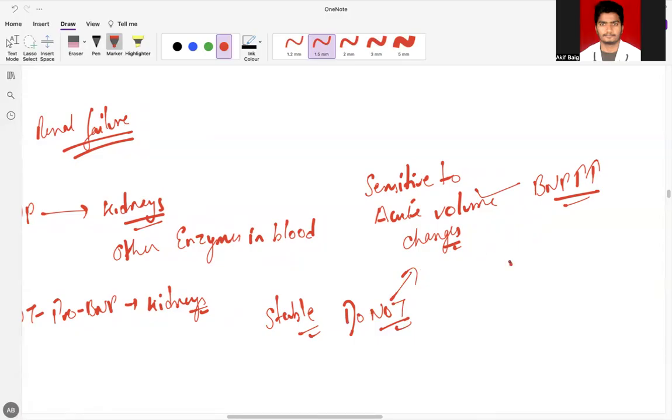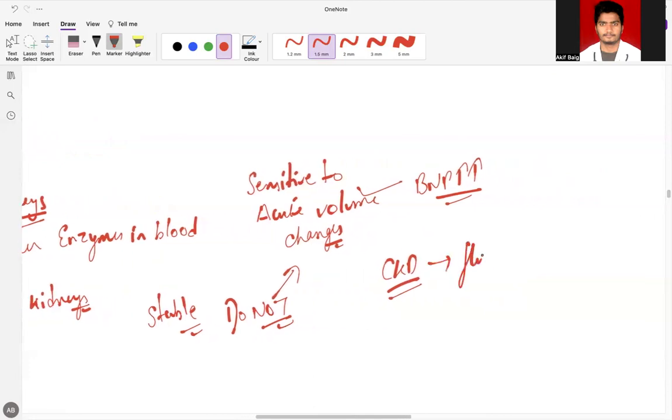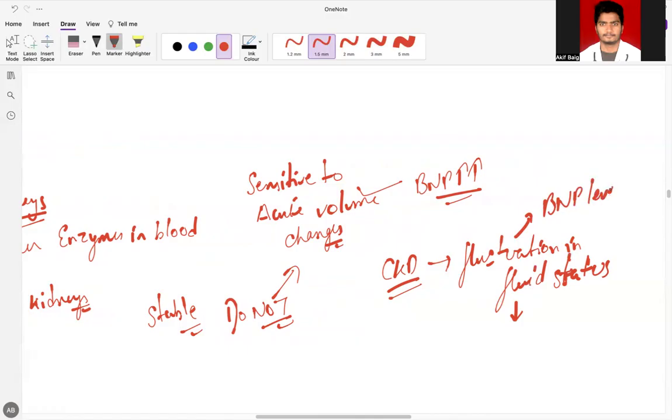Important thing to know is that in CKD patients or nephrology patients, there are frequent fluctuations in fluid status. There will be more water retention because of decreased urine output, and volume status keeps changing, which also leads to change in BNP levels. So BNP is not a very sensitive marker in CKD because it is quite unstable. Because of fluid changes, the BNP level keeps fluctuating. So BNP should not be used as a marker in patients with CKD.